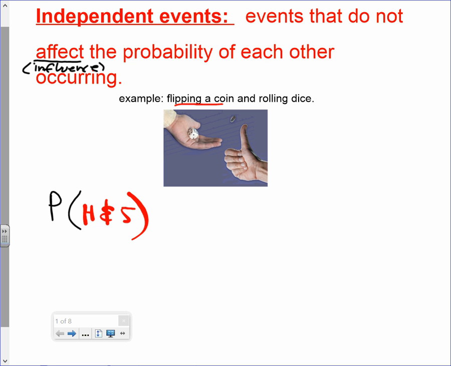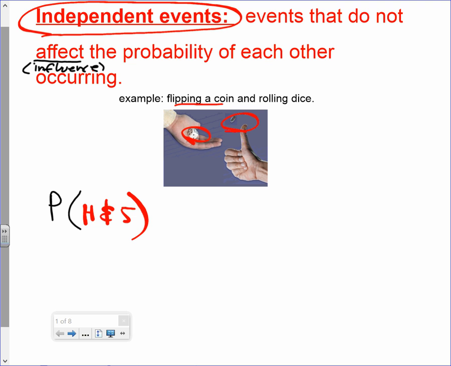Now, before we even calculate it, what you get on this coin does not affect how the dice lands. In other words, the dice does not care if what you did was land heads or tails. And vice versa, the coin doesn't care what the dice does, and the dice doesn't care what the coin does. We call these independent events. They're independent of each other. The coin does not influence the die. We call them independent.